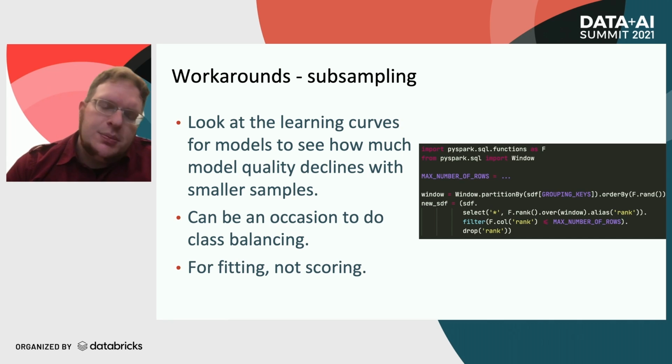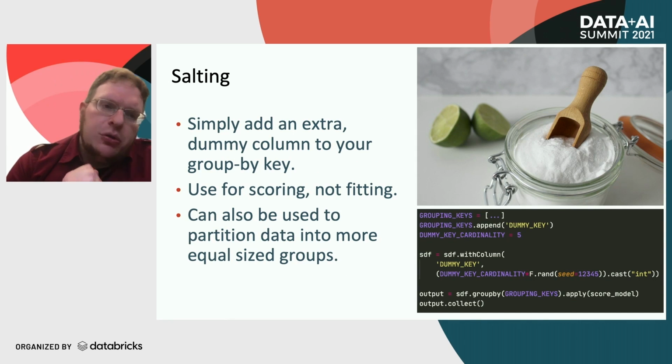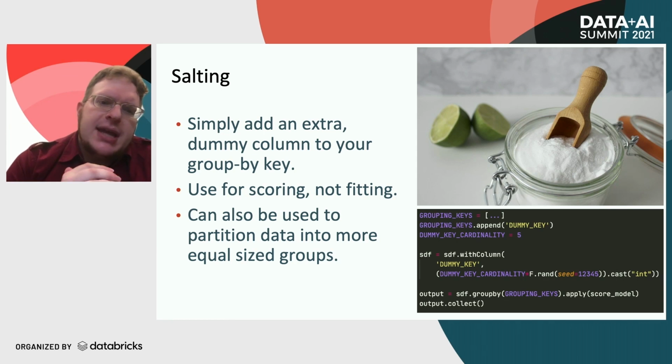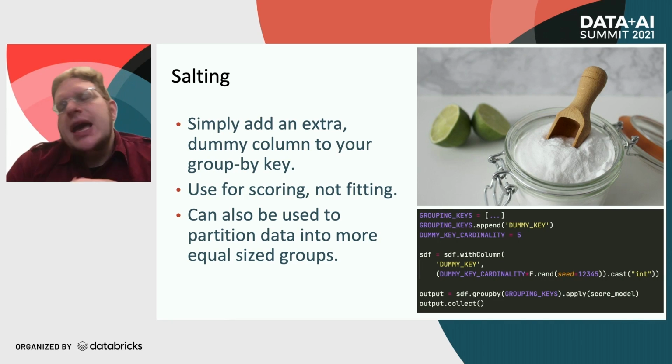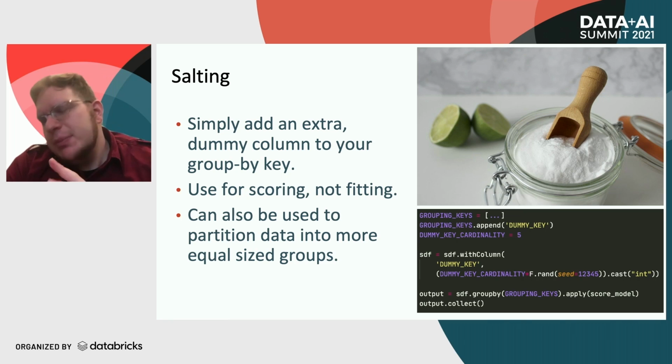But there's an alternate approach for scoring. If you're scoring, I recommend an approach called salting. As I mentioned before, you don't need to have one grouping key. You can have a list of grouping keys. So the approach here is to add an extra grouping key that I'm calling a dummy key. And that grouping key gets assigned a random number. In the example here, I'm assigning it a number between 1 and 5. I will group by my main keys as well as this dummy key.